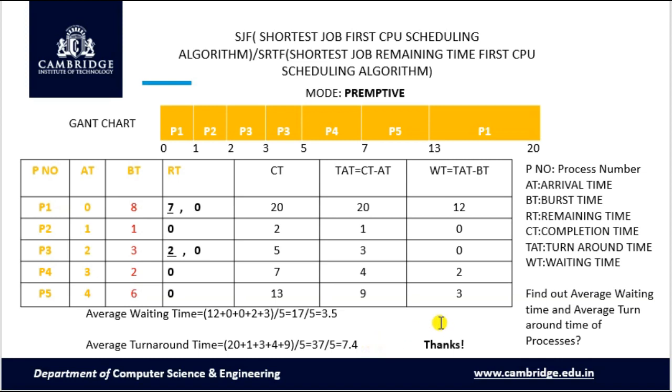So this is how we have to understand the shortest job first CPU scheduling algorithm, and the mode is preemptive. Okay, I hope you understood the SJF CPU scheduling algorithm.